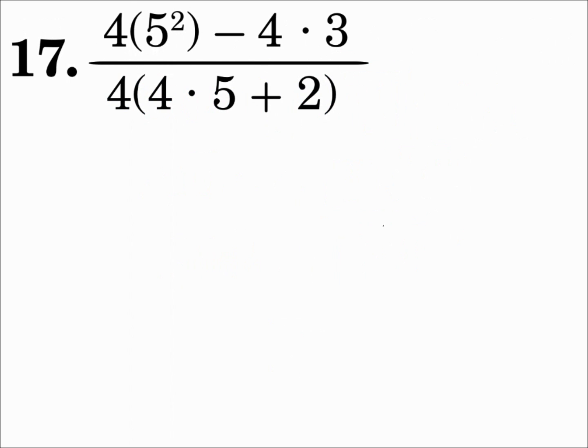Number 17, you have a fraction bar. Do the numerator first. You have parentheses. In the parentheses is 5 squared. 5 squared is 25.